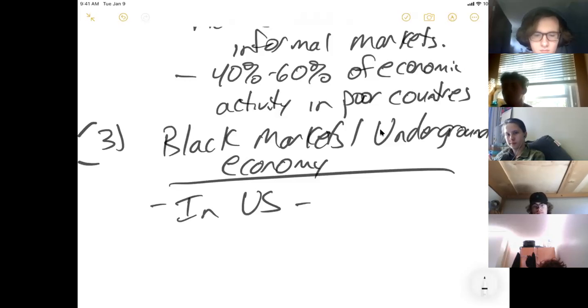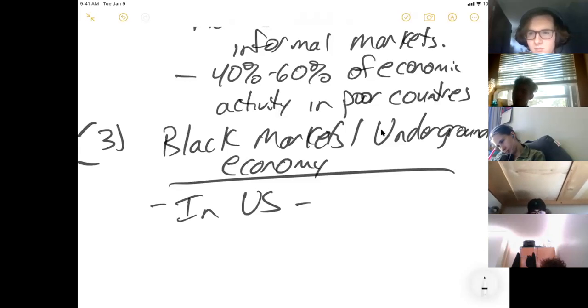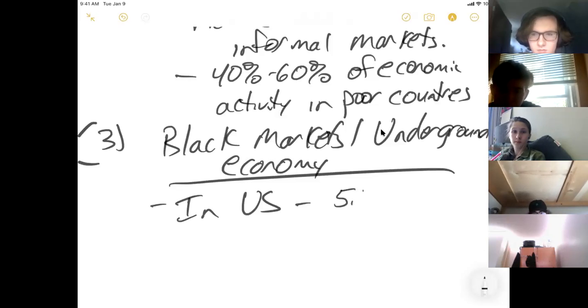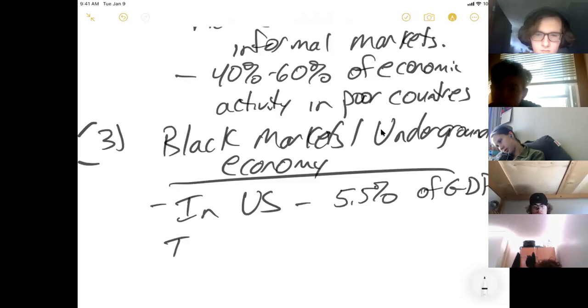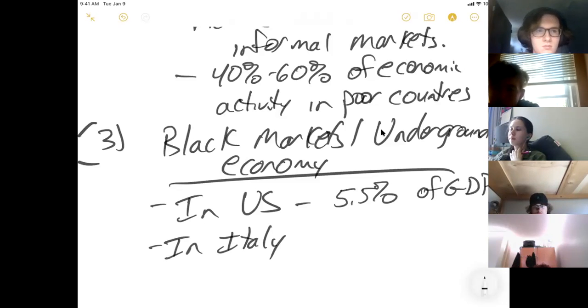Nobody wants to say. My guess would be like 5 to 10% at least, if not higher. That's pretty good. Bryn says 17%. Actually, Zach, your first instinct was right. About 5.5%. So not insignificant, but relatively small, particularly when you look at other countries. Anybody want to give me a guess about what it is in Italy?